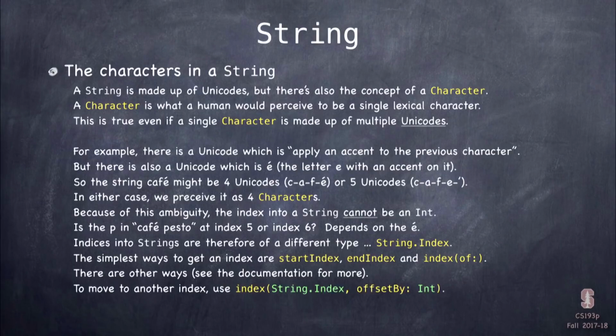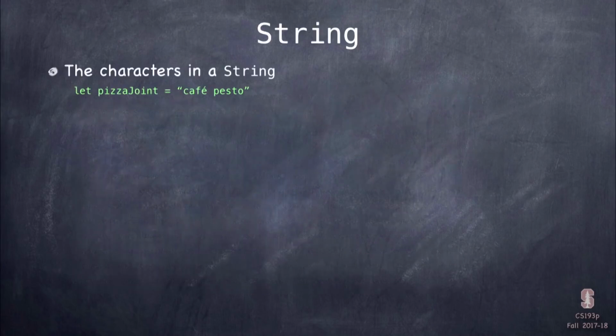Once you have an index in your hand, you can offset that index by an Int. So if you want to get the 4th character in a string, you have to get the start index and then offset it by 3 to get to the 4th index, from the 1st to the 4th. Let's look at the code that makes that work.